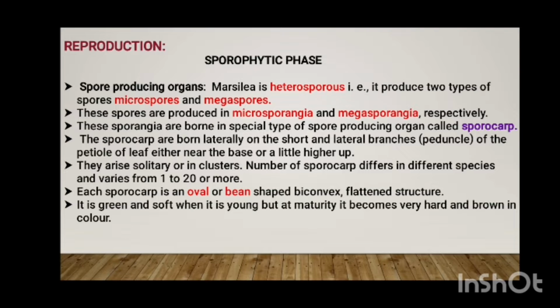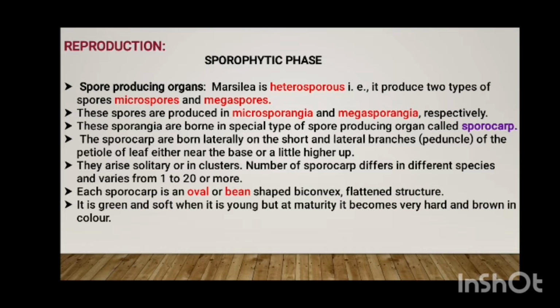The spores are produced in the microsporangia and megasporangia. The sporangia are borne in a special type of spore producing organ called the sporocarp. The sporocarps are borne laterally on the shortened lateral branches of the petiole of the leaf, either near the base or a little higher up. They are solitary or in clusters. The number of sporocarps differs in different species and varies from 1 to 20 or more.